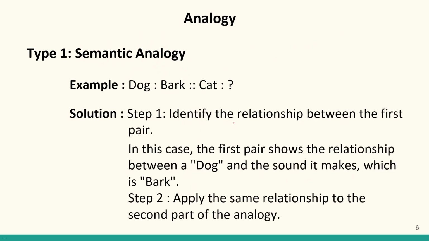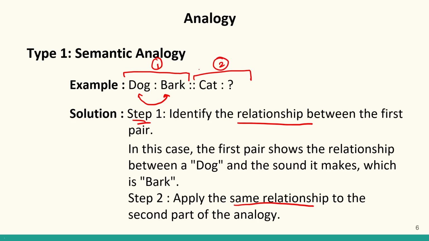So if you look at the solution, step 1 is to identify the relationship between the first pair. This is the first pair and we have to identify the relationship. Then we have to apply the same relationship to the second part of the analogy. So this was the first part of the analogy and this is the second part of the analogy.